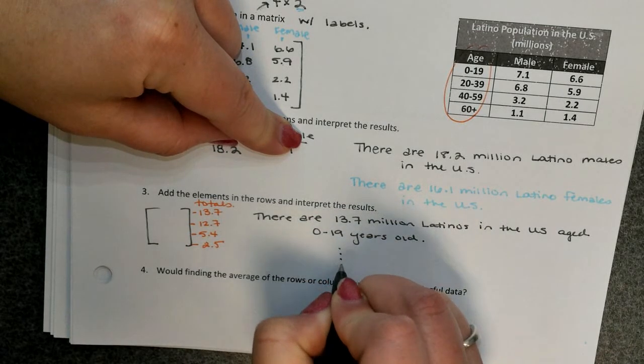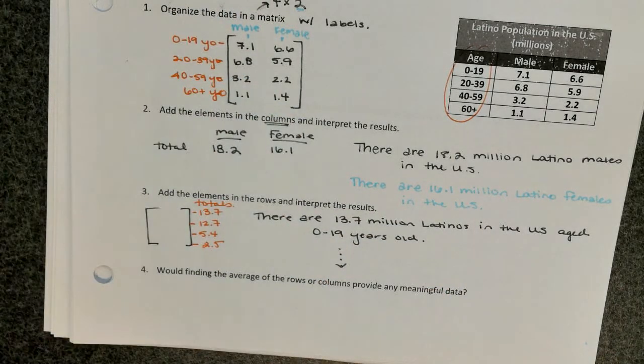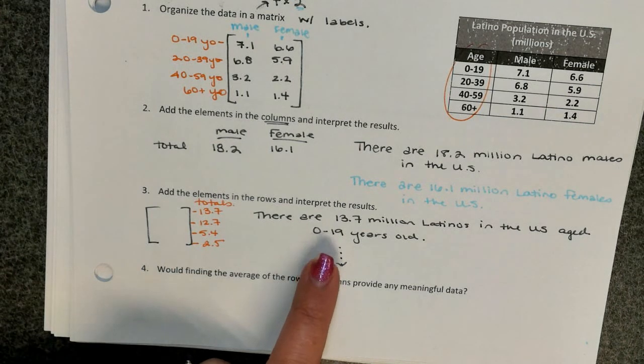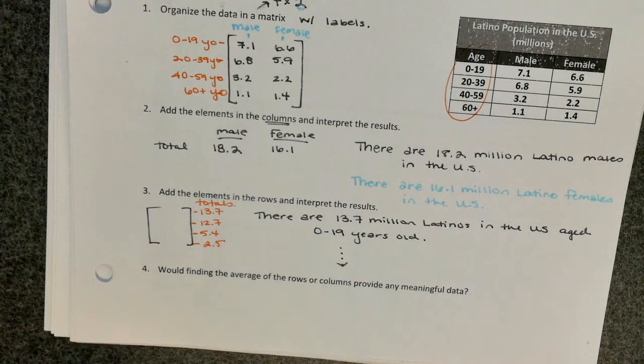And then we would write 3 more sentences like that. They would look very similar, but the number would change, and then the age group would, then the next one would be between 20 to 39 years old. And then the next one would be from 40 to 59 years old. Okay, but that's just a sample of what each of those sentences would represent. Now, sometimes when you add these up, they don't necessarily make sense. It just kind of depends on what the data is. Okay.